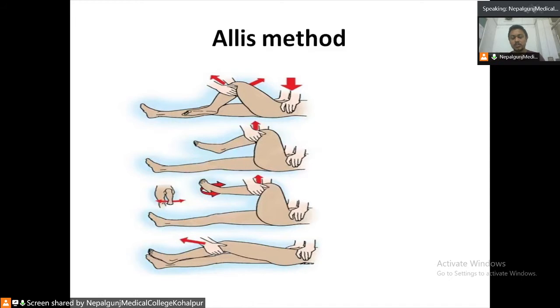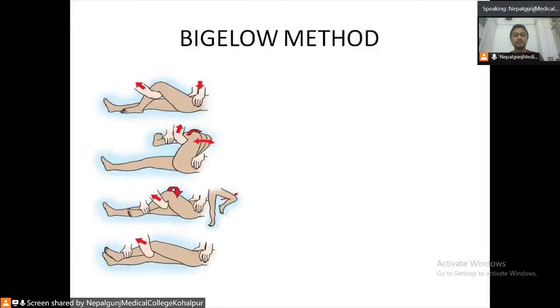He's rotating the limb, and if a clunk sound is heard, if there is a sudden torque of movement, the hip gets reduced and then it is extended and gradually brought into some degree of abduction. So this is the Bigelow method.